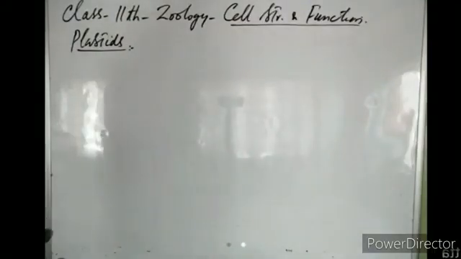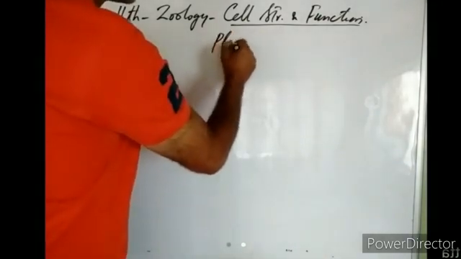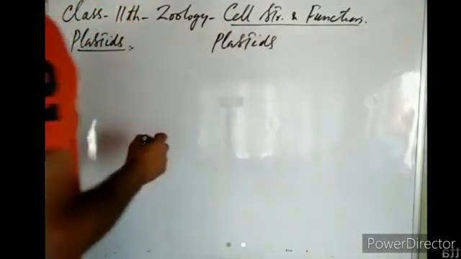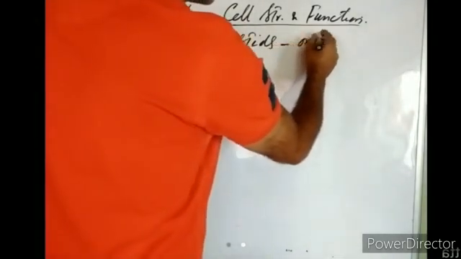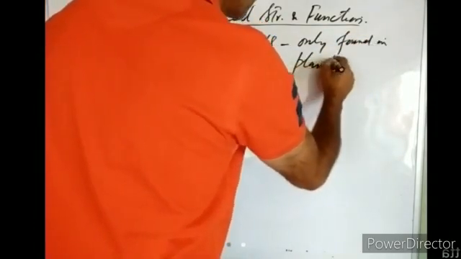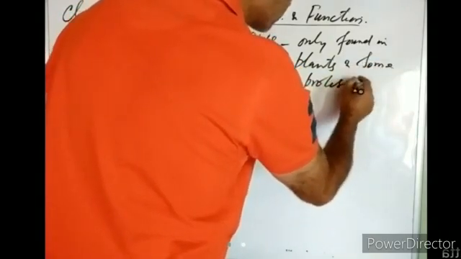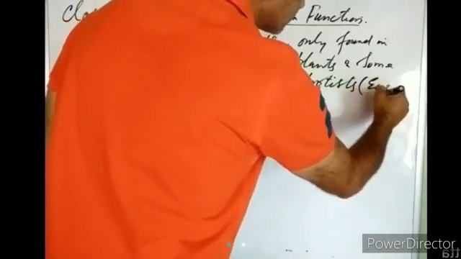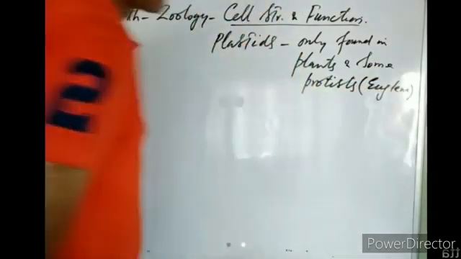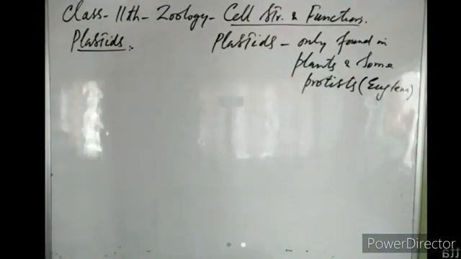Okay, our today's topic is plastids. Last time we discussed ribosomes. Now today we are going to discuss plastids. You know these plastids, they are only found in plants and some protists, for example, euglena.